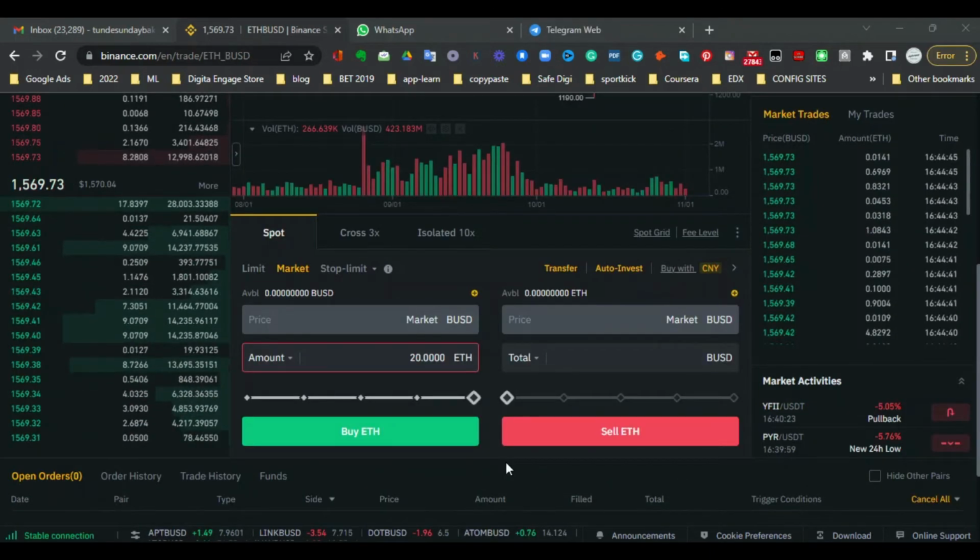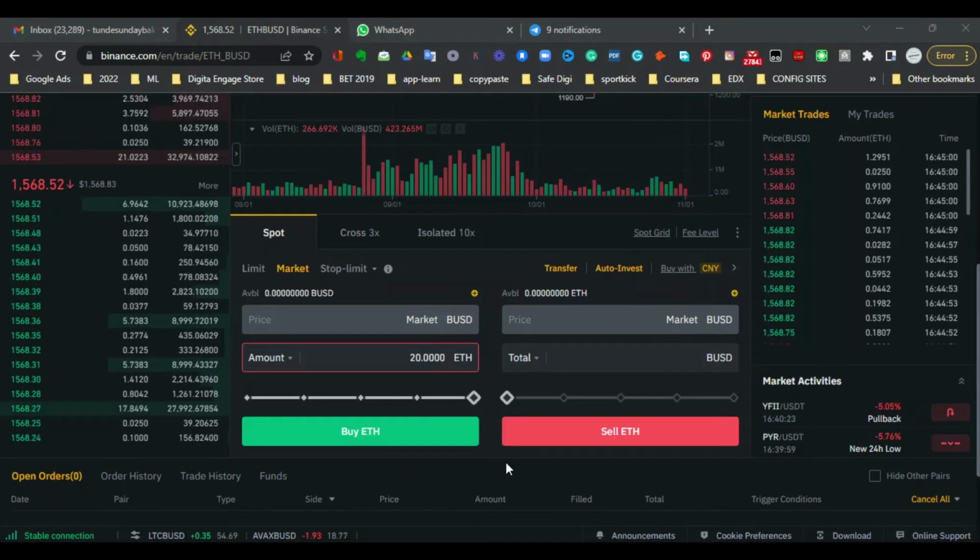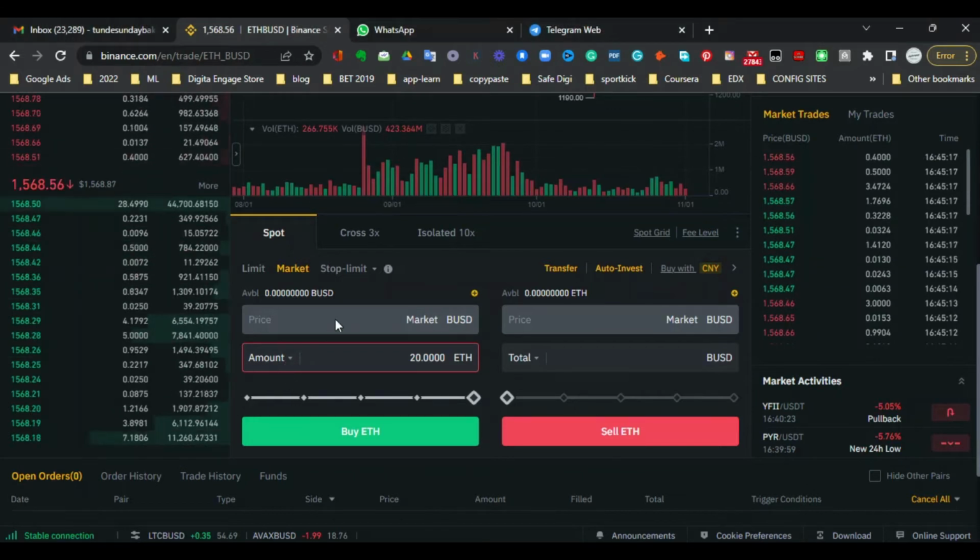What is a market order? A market order is executed at the current market price as quickly as possible when a user places the order. When placing a market order, you can select amount or total to buy or sell. For example, let me show what they are saying here. Market order is the order that utilizes the current market value.